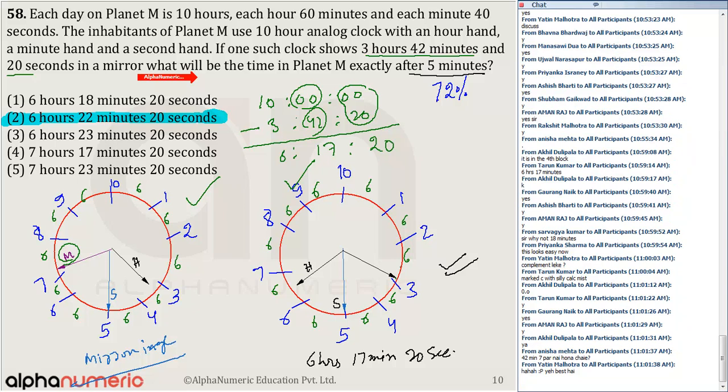42 minutes 7 pe nahi hona chahiye. Definitely hona chahiye, 42 minutes 7 pe hona chahiye. Theek hai? But 42 minutes se upar hoga na, kyunki 20 second bhi ho chuke hain, so ye 42 minutes pe exactly kaise hoga? 7 ke upar hoga ye.